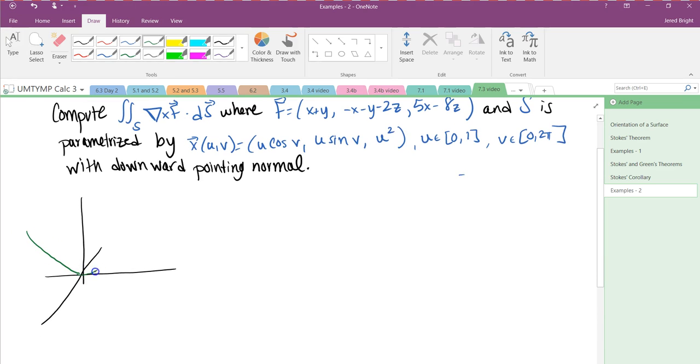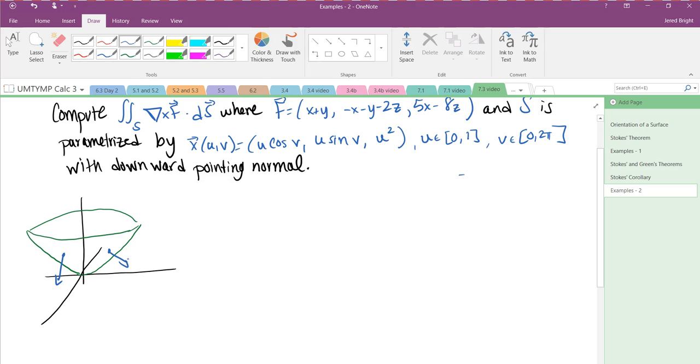Okay, so here's our paraboloid. Something like this. And it says with a downward pointing normal vector. So if we're looking on the surface, it should be pointing like this. And so what I'm going to do is make use of Stokes' theorem, most certainly, but I'm going to make use of the corollary in particular.